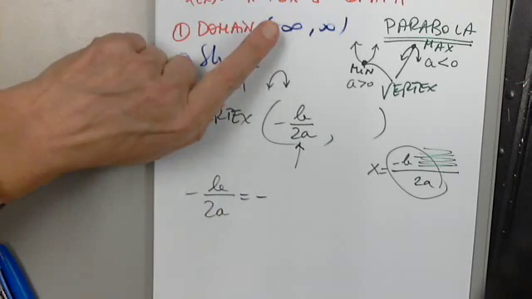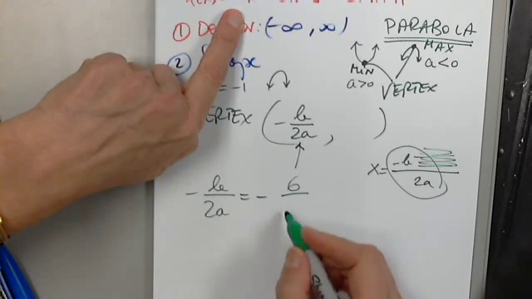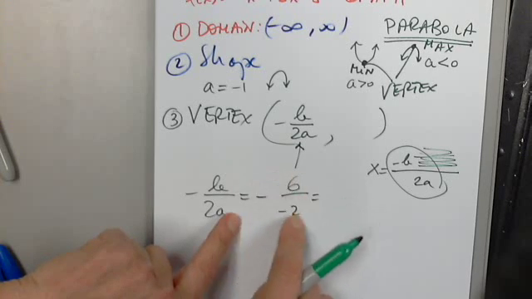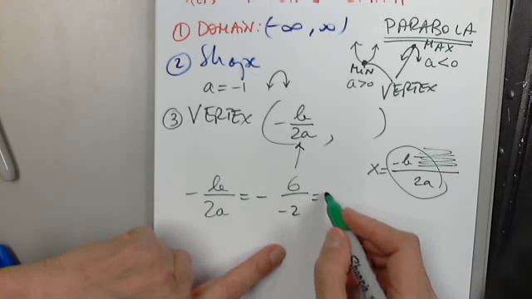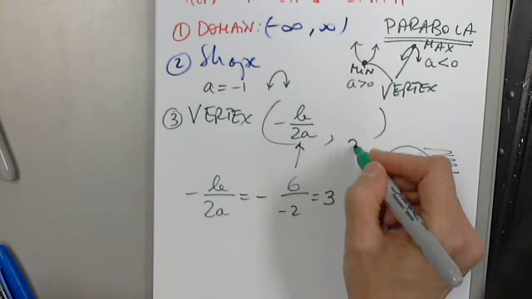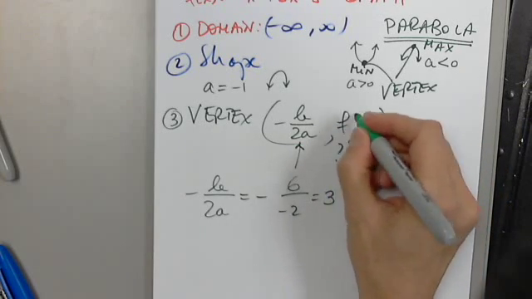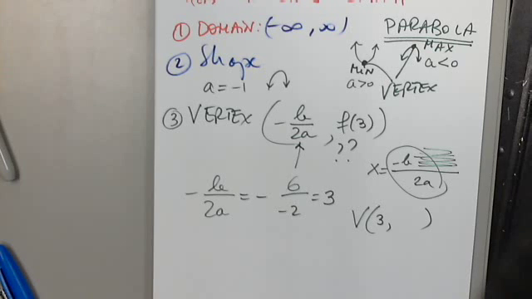Negative. How much is b? Perfect. How much is 2 times a? And there are 2 negatives in this calculation, so the answer is 3. So the vertex has 3 as the x-coordinate. Now the question is, how do I find the y-coordinate? Solve the equation using the x-coordinate of the vertex. Exactly. Plug it in. So the y-coordinate must be f of 3. If I determine x, in this case 3, the y-coordinate must be f of 3.